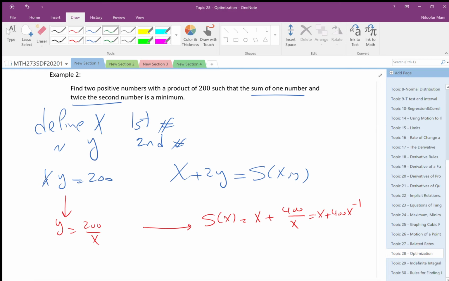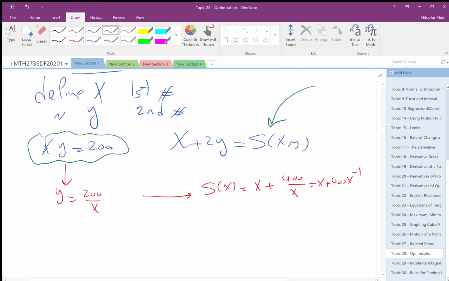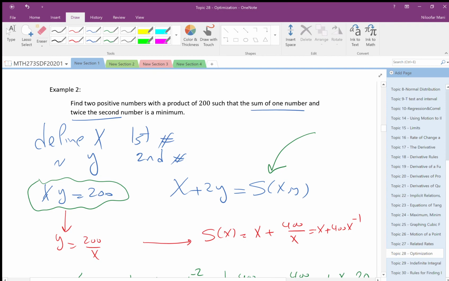I want to make it minimum. I have x and y, and I need another relationship to remove one of them. I have it already. I find y, I substitute, and I have just one variable. Now I find S prime of x, because I want to make it minimum. It's 1 minus 400 x to the power minus 2. So 1 minus 400 divided by x squared equals 0. So 400 divided by x squared equals 1, and x is 20. Why not minus? Because it says positive numbers.